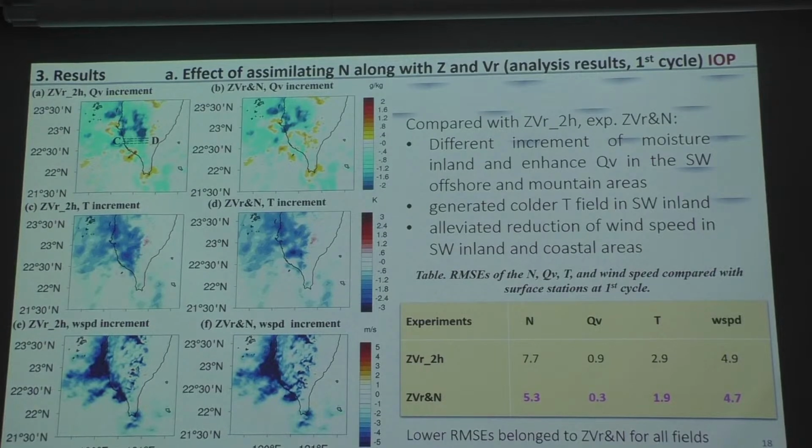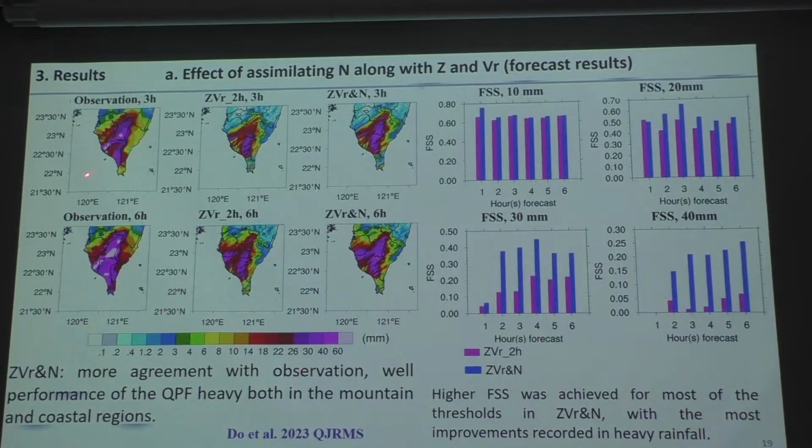So our result shows that the upper panel is the observation for 3-hour total accumulated rainfall, and the lower one is 6 hours, compared to only assimilating the Doppler wind and refractivities. When we can provide the information of near-surface humidity from radar-derived refractivities, you see that the heavy precipitation can be captured even better than only assimilating radar echo and the Doppler wind.